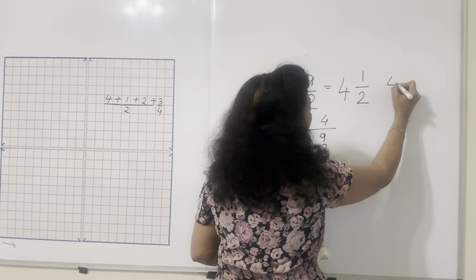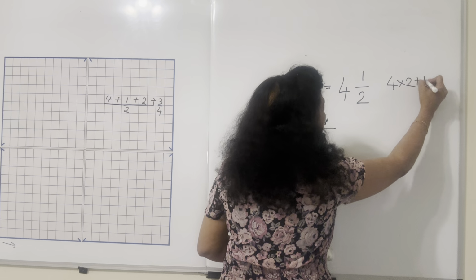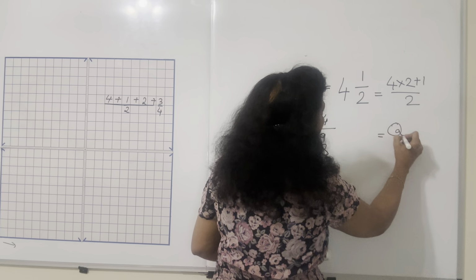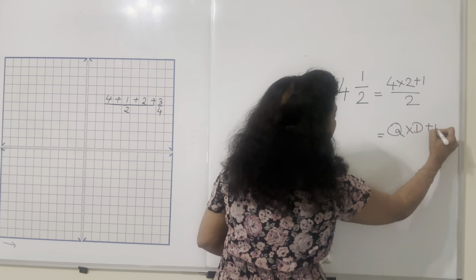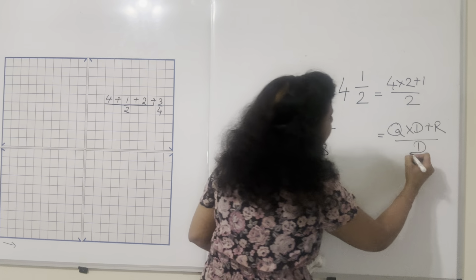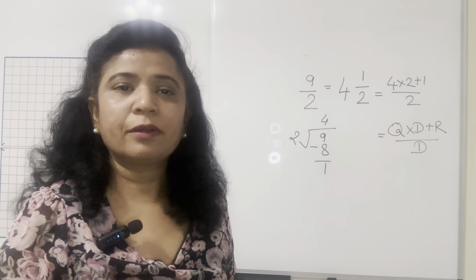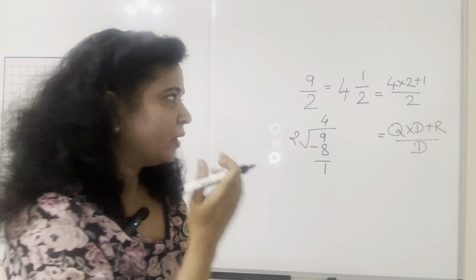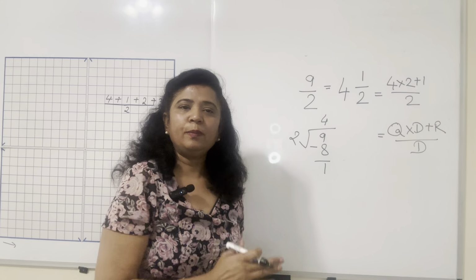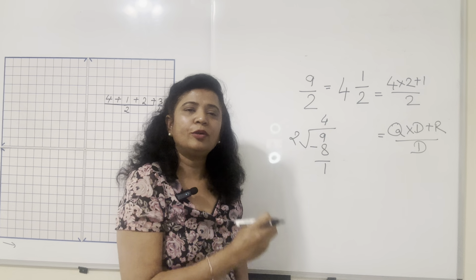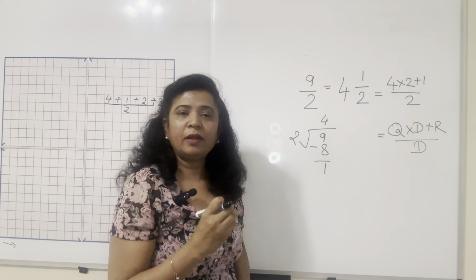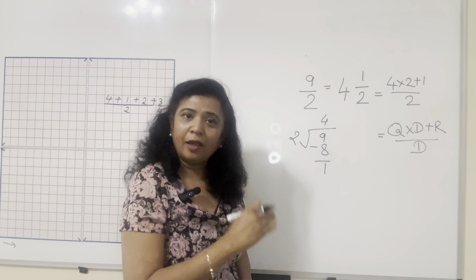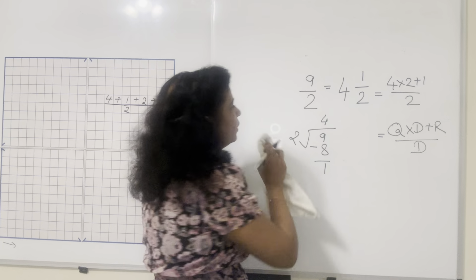Okay, so see how to go back to the normal fraction. You multiply 4 times 2 plus 1 divided by 2. So that is Q times D plus R over D, where Q is the quotient, the answer after dividing it with the divisor. Okay. So this was how to convert a numerator greater than denominator, an improper fraction, into a mixed fraction.